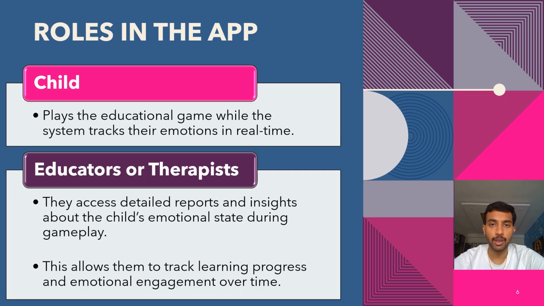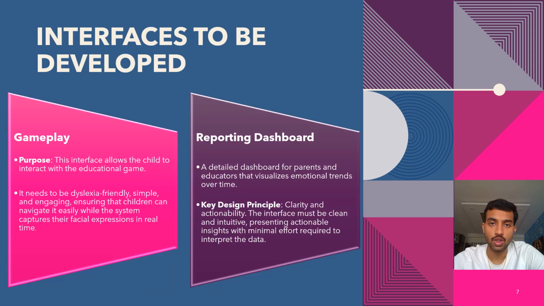Moving on to the roles in the app. This project serves two primary user groups, each with specific needs. The first being children, who are the end users. They interact with the game. Next, the educators or therapists. This group accesses reports and analytics that offer insights into the child's emotional and learning progress. They can see trends over time, helping them understand when the child is engaged or frustrated and when intervention might be needed. Moving on to the interfaces to be developed.